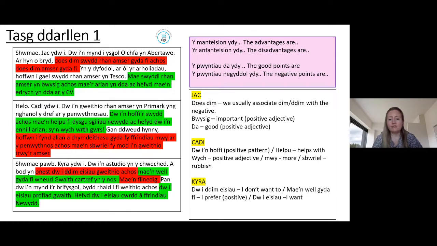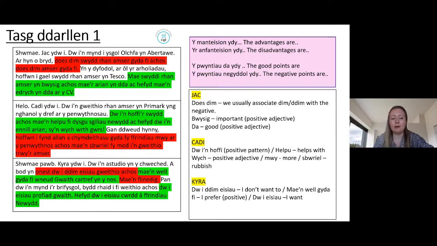Okay? She uses a phrase there which tells us straight away that she's going to go on to the negative. Gan ddweud hynny. But by saying this, hoffwn i fynd allan. I would like to go out a chymdeithasu, socialise, gyda fy ffrindiau mwy. Now that word mwy means more. Okay, so she'd like to do something more, which implies she doesn't have enough of it now. Achos mae'n sbwriel fy mod i'n gweithio trwy'r amser. It's rubbish that I work trwy'r amser, all the time. Okay, so once again, she's got both positives and negatives, which you could have referred to.